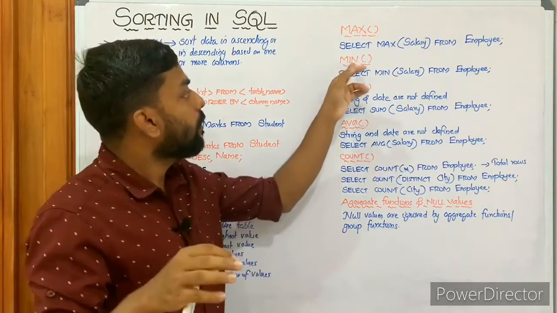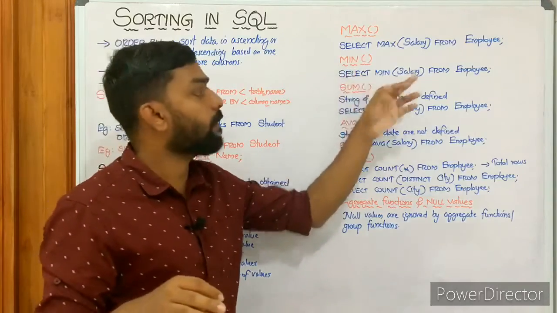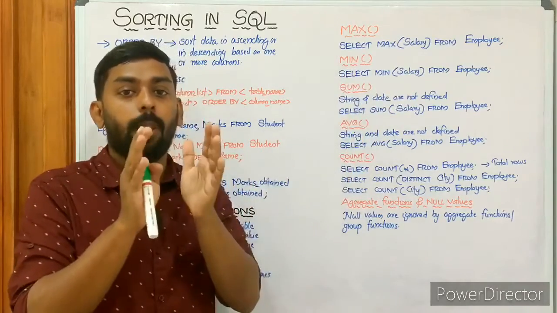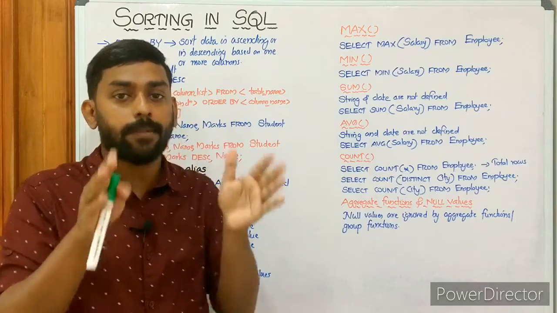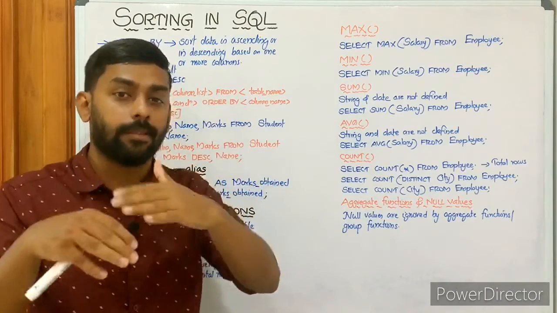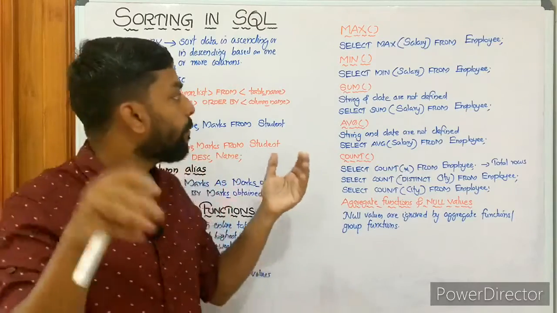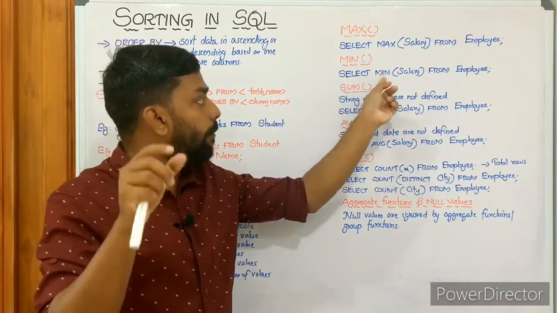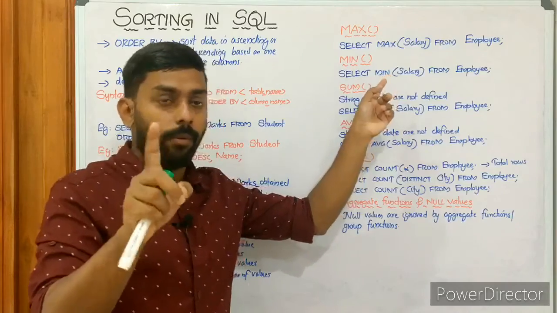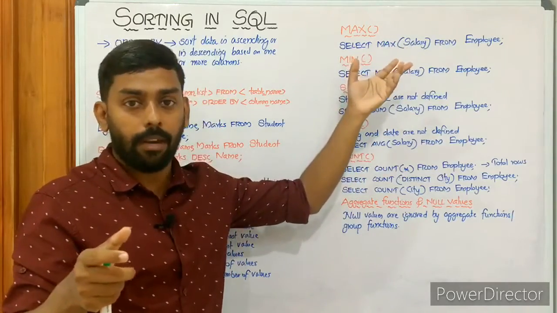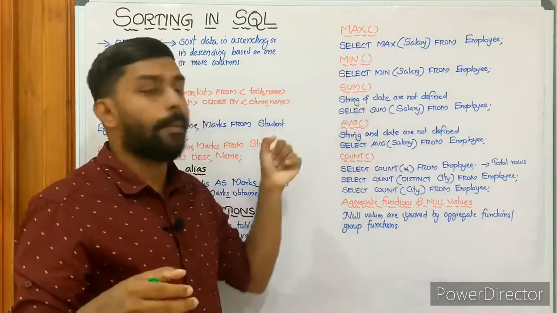The same way, min of salary. Select min of salary from employee. The column name will be min of salary, and it displays the lowest salary, 50,000. There will be only one value, as we have seen in the case of max of salary.